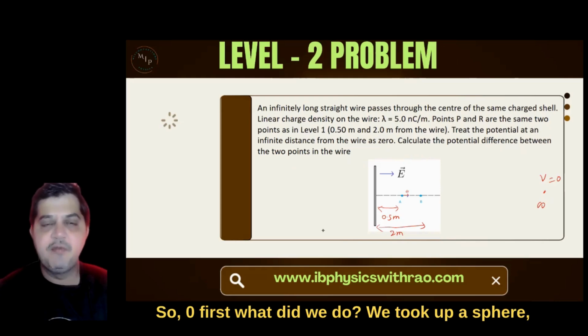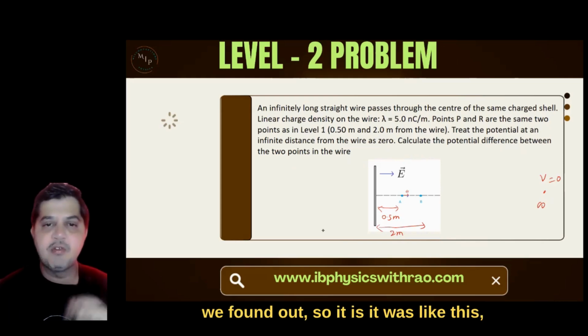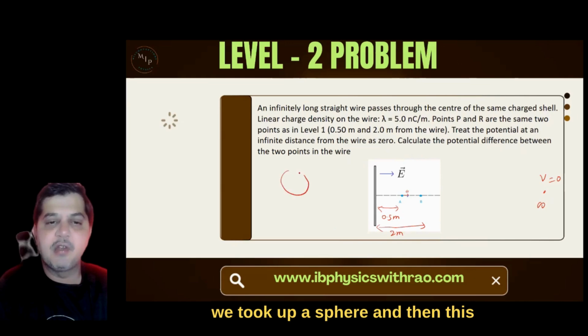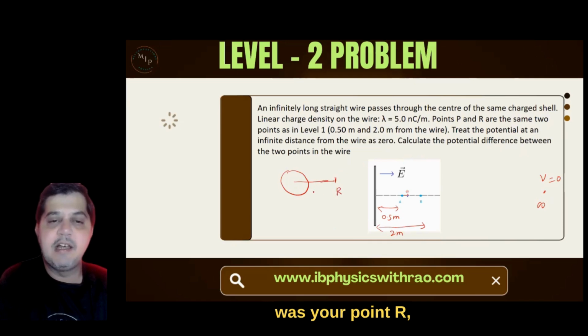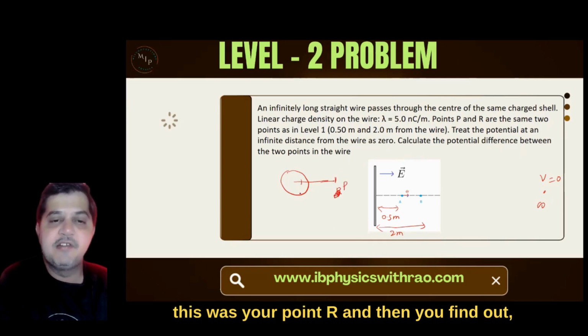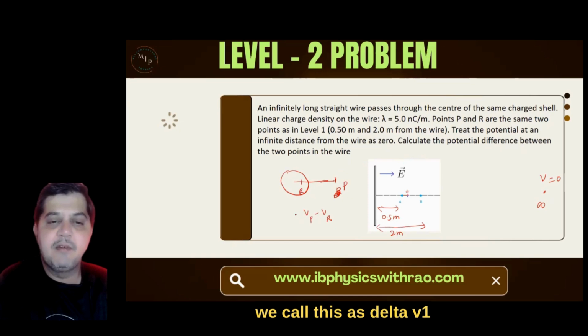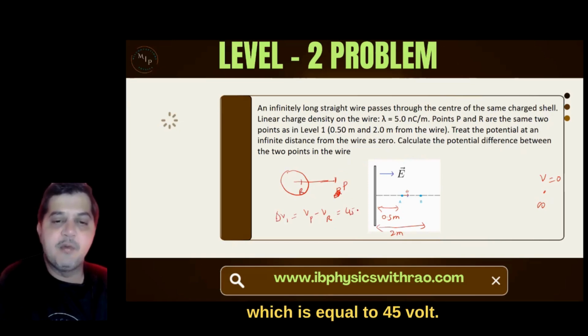Now first, what did we do? We took up a sphere. We found out, okay, so it was like this. You took up a sphere and then this was your point R. This was your point P, and this was your point R. And then we found out VP minus VR. We call this delta V1, which is equal to 45 volt.